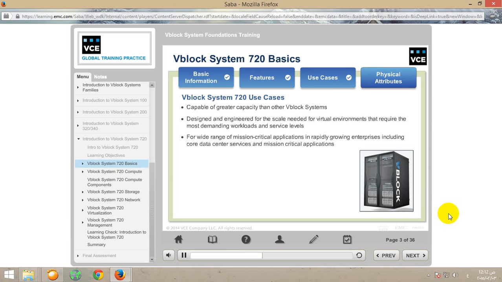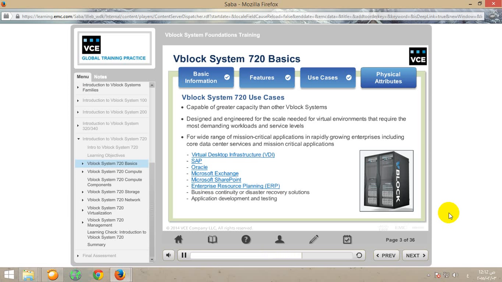These include core data center services, mixed workloads such as virtual desktop infrastructure, VDI implementations, SAP, Oracle, and Microsoft Exchange. Demanding enterprise resource planning, ERP applications, cloud services, demanding database, business continuity, or disaster recovery services, as well as application development and testing.